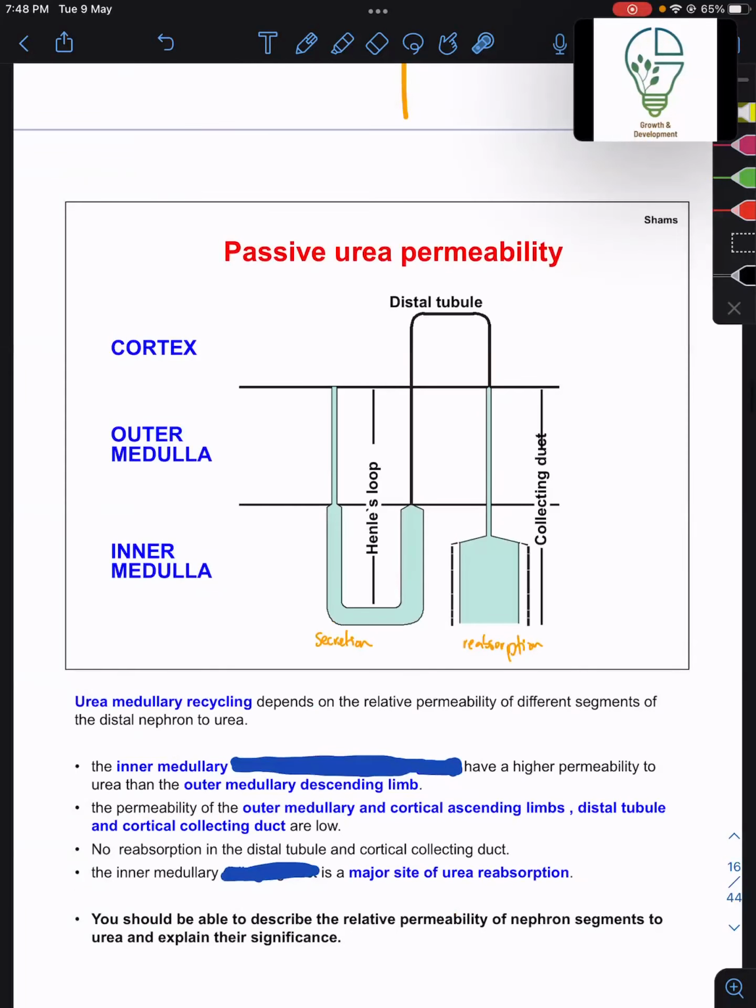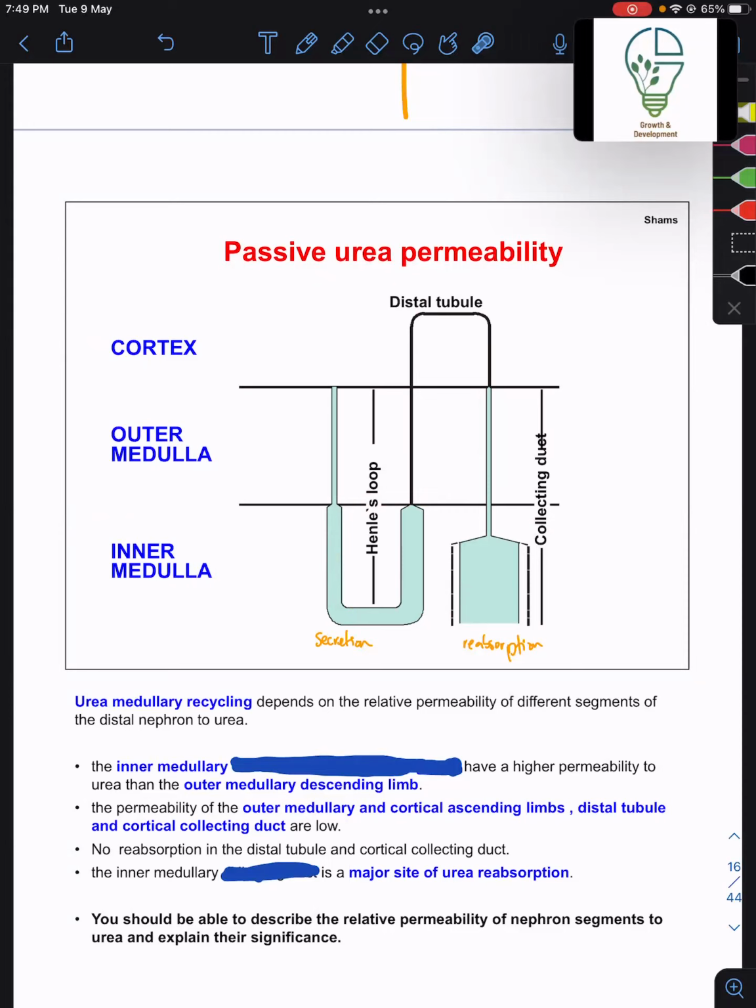Okay, so what they're showing you over here, remember how we talked about how the outer part of the nephron is called the cortex, the inner part is called the medulla, and if you go even inwards, it's the inner medulla. What they're showing you is that the inner medulla is very, very permeable to urea. So the thickness of this is trying to show you how permeable the segment is to urea, right?